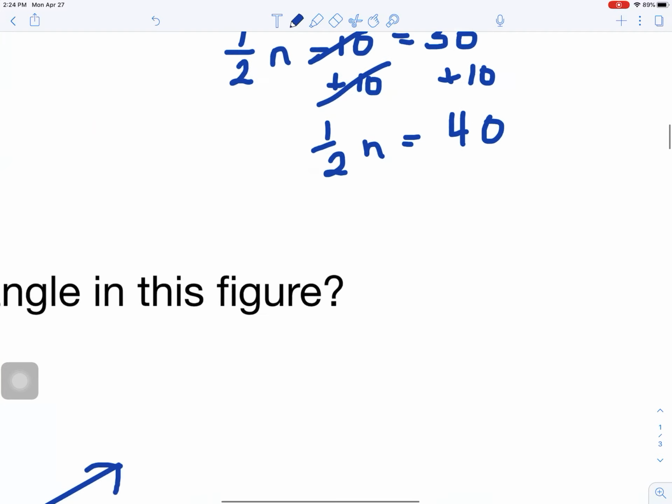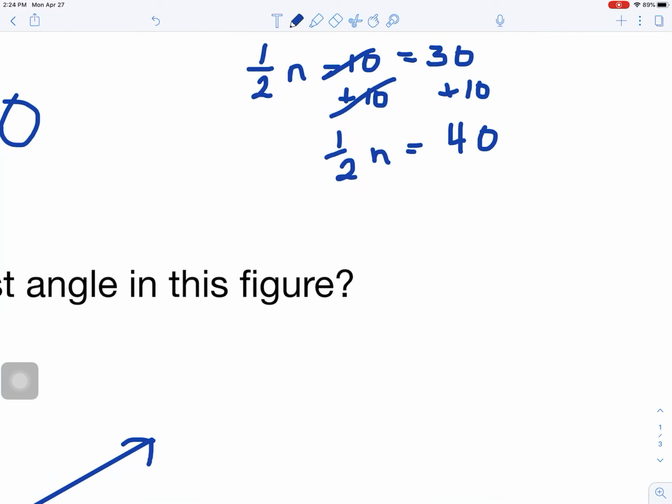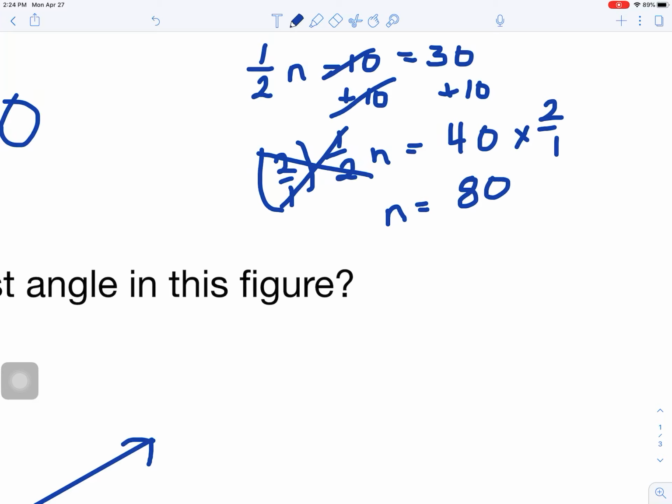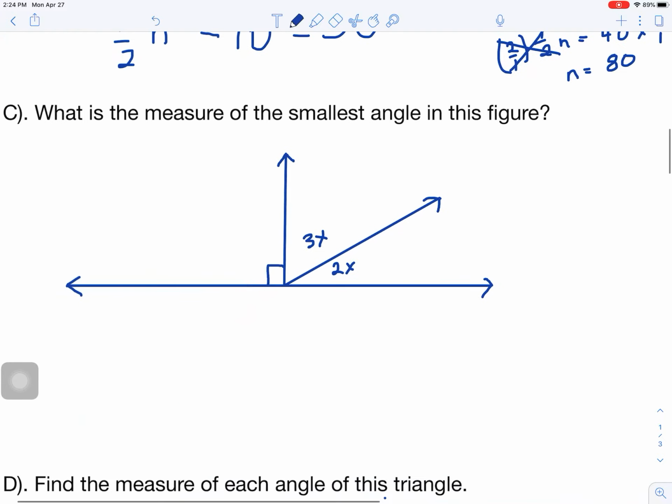All right, now in order to get rid of our half, remember we have to multiply it by its reciprocal. So that would cancel this completely out, and we would times this one by its reciprocal, which means that n would have to equal 80. And that finds your solution over there. All right, let's move on to the next one.